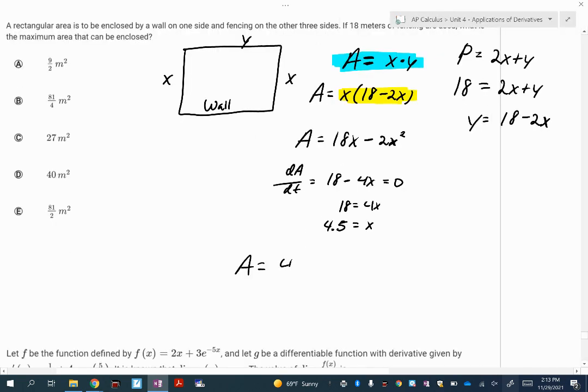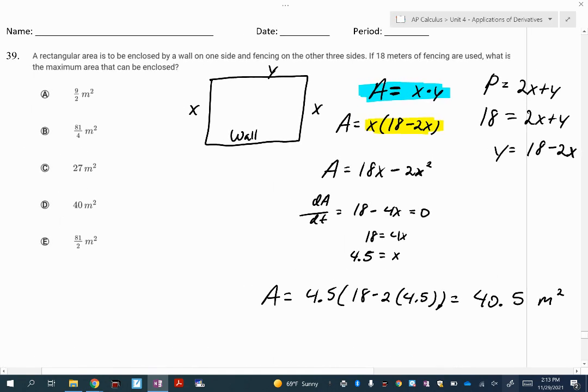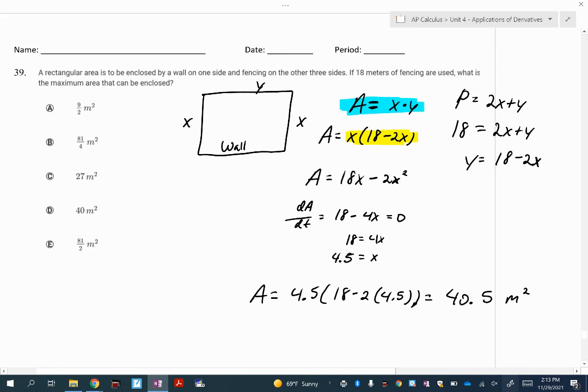So the area is equal to 4.5 times 18 minus 2 times 4.5. So whatever that equals is going to be our answer. So use your calculator if you want. Go to Desmos. So we have 2 times 4.5. That's 9. So 9 times 4.5 is 40.5 meters squared. And the only one up here that's 40.5 meters squared is letter E.